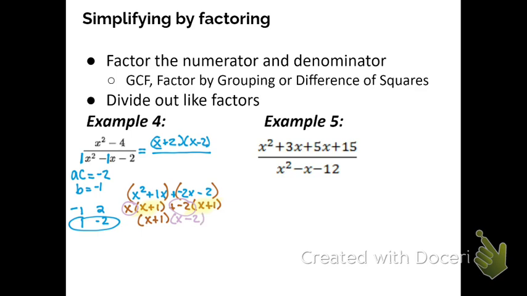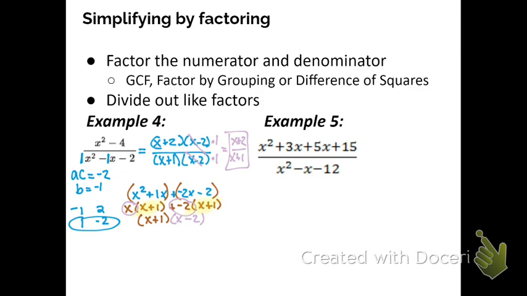So going back up to our original problem, that means that x squared minus x minus 2 factors into x plus 1 times x minus 2. And now that we're looking for common factors in the numerator and the denominator that divide out to 1, x minus 2 divided by x minus 2 is 1. So our final answer here, x plus 2 times 1 in the numerator is x plus 2, and in the denominator, x plus 1 times 1 is x plus 1.